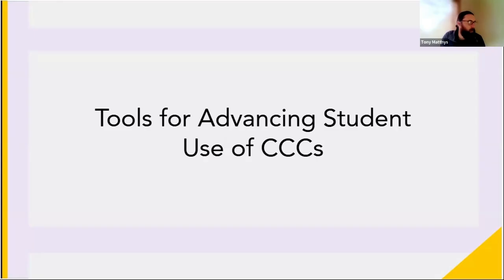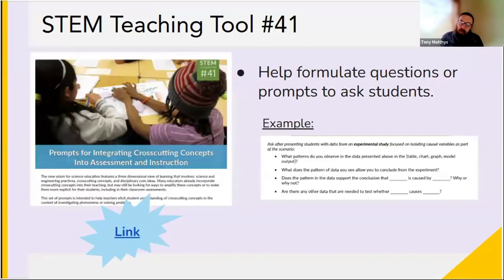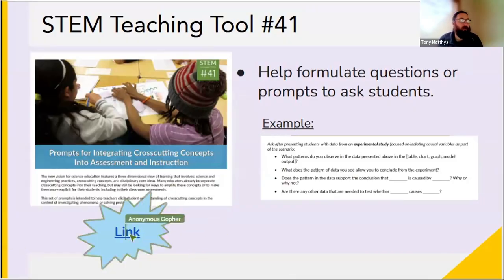The first one is probably the one that we use most often. It's the STEM Teaching Tools number 41. There's a link there on the slide if you want to pull it up. I probably have about 500 copies of this PDF saved on my hard drive in various places from all the different times I've opened it up. But it's a bunch of really helpful sentence starters or maybe question starters that you can use and adapt to your classroom to target the CCCs that you want.